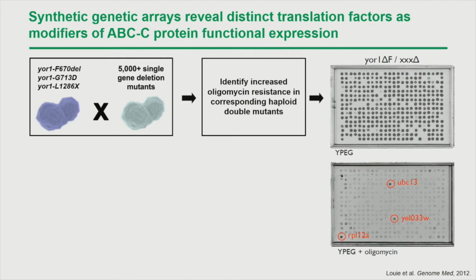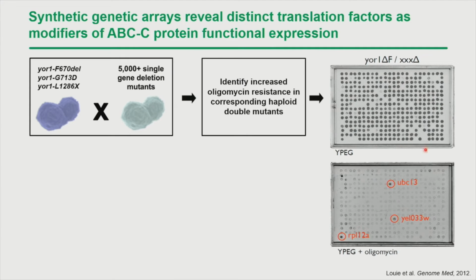And so what John's group has done is employ synthetic genetic arrays to reveal genetic modifiers that, when suppressed, can overcome the folding defects in delta F or other missense variants, or they could overcome even gating variants that have been studied, such as the G713D, that's analogous to G551D in CFTR. We've also identified gene deletions that can restore the processing of the nonsense variants as well. And so in all of these scenarios, we are endeavoring to identify oligomycin resistance that is increased or restored in haplo-double mutants that are generated from the studies.